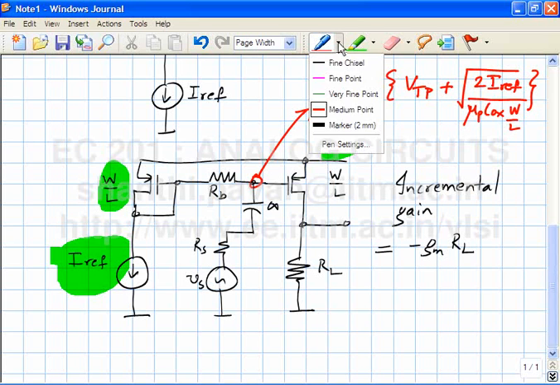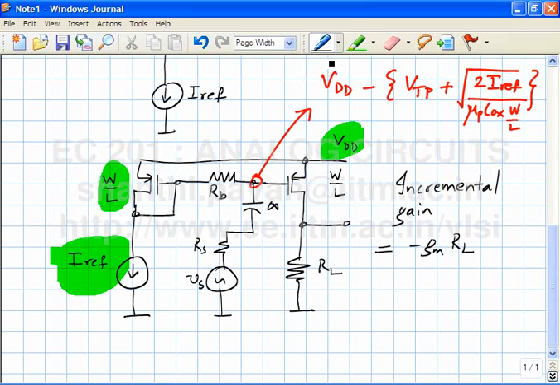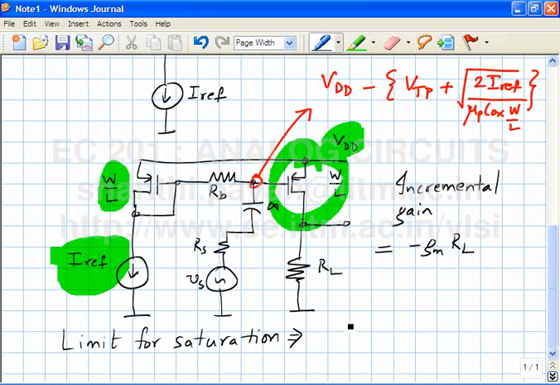How would I choose RL to ensure the transistor operates in saturation? So, what defines the limit of saturation for this device? The drain can go one threshold above the gate. Okay, so the drain potential, which is IRef times RL, can go one threshold above the gate. And what is the gate sitting at?